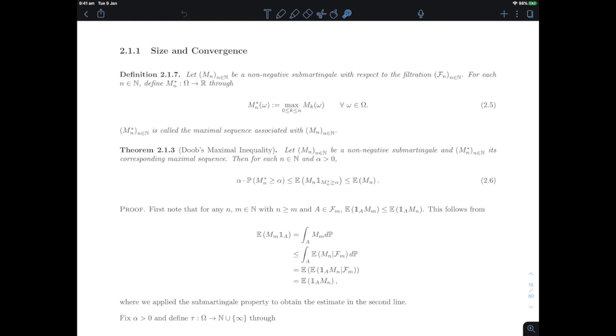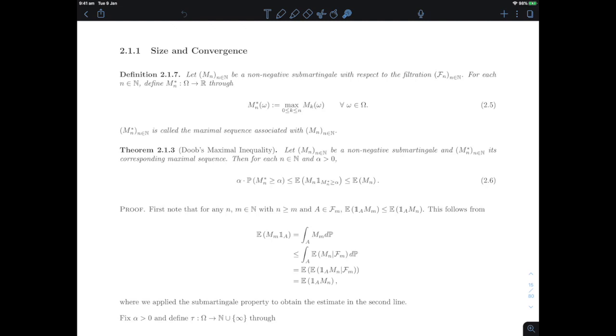So how do we formalize what I just said? Well, we're going to be in the context of non-negative submartingales. So typically they arise by taking the absolute value of a genuine martingale or taking the square of a genuine martingale. So that makes them non-negative. You might lose the martingale property, but you will remain a submartingale. That's a consequence of Jensen inequality.